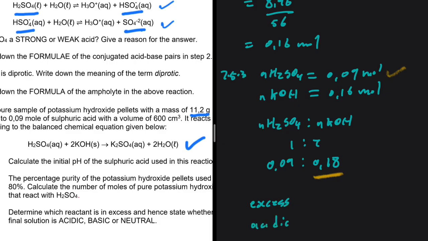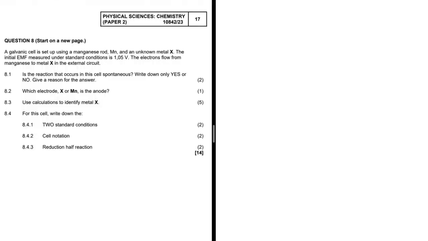There we go. Is the reaction that occurs in this cell spontaneous? Write down only yes or no. Give a reason for the answer. That is 8.1, Prelim 2023. Let's take a look and see what is happening.